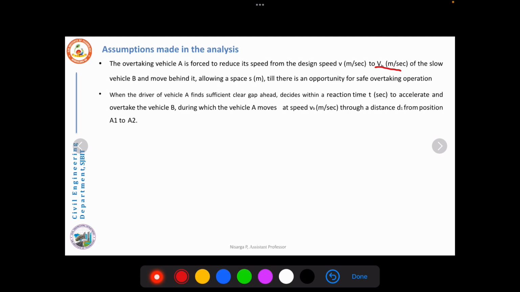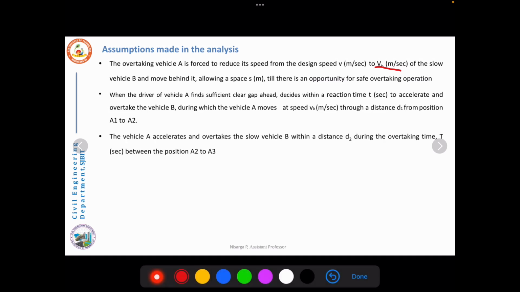When the driver A finds a sufficient cleared gap ahead, he decides to accelerate the vehicle and overtake the slow moving vehicle B, during which vehicle A moves at the speed of the slow moving vehicle through a distance D1 from position A1 to A2. The vehicle accelerates and overtakes the slow moving vehicle within the distance D2 during the overtaking time T between the position A2 to A3.